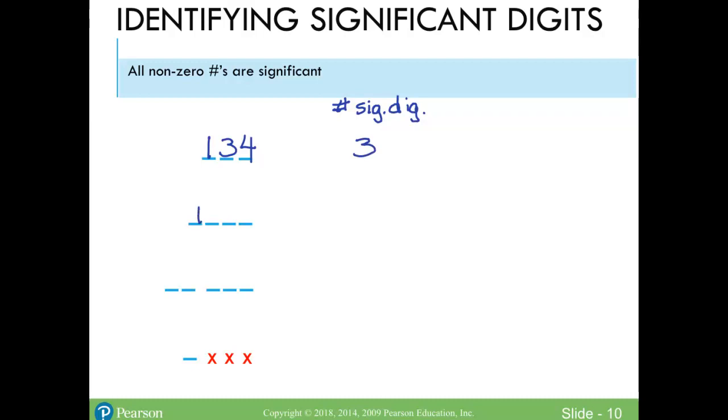Even if you had something like 1,234, we're thinking of the blue blanks as being non-zero numbers, that's going to be 4 significant digits. Even if you had a decimal number like 22.134, no zeros, they're all significant, so that's 5 significant digits. But if we had something like 2,000, well, these trailing zeros here are not significant, so this one only has 1 significant digit.